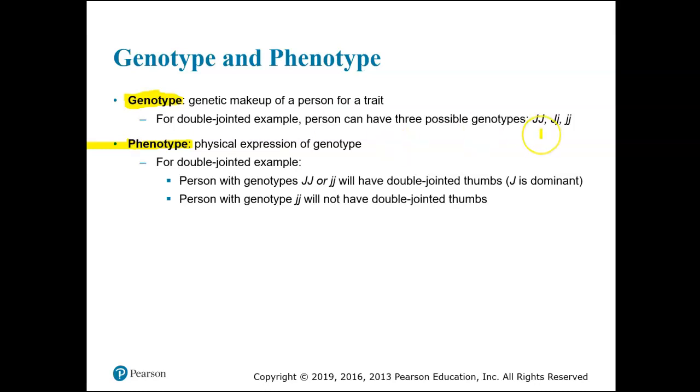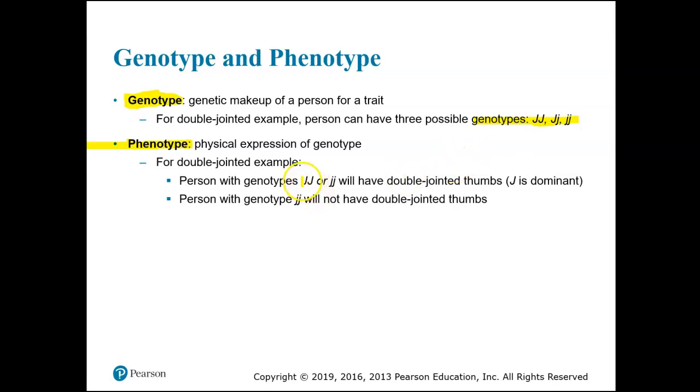So if we use that double jointed thumb example, these are the 3 possible genotypes: 2 big J's, or homozygous dominant; big J, little j, which is heterozygous; or 2 little j's, which is homozygous recessive. So these are the 3 possible genotypes when we're just looking at the double jointed thumb example. The phenotype is whether your thumbs are double jointed or whether they're tight and not double jointed. So there are 2 possible phenotypes.